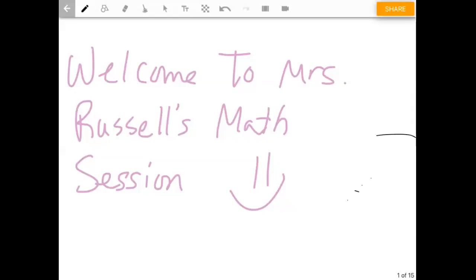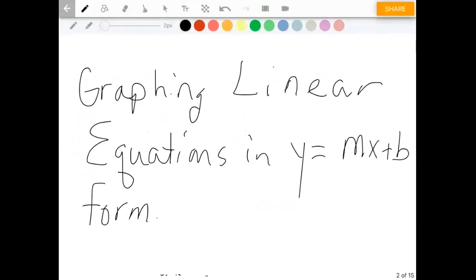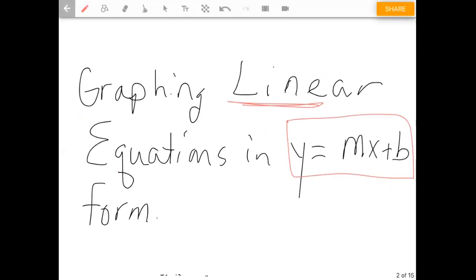Today we are going to be looking at graphing, and specifically graphing linear equations. So a linear equation, if you look at this, the key word in linear is the word line. So when we graph a linear equation, we're going to be graphing a straight line. And the general form for any equation that's in linear form is y equals mx plus b. So m stands for your slope, and b is the y-intercept.